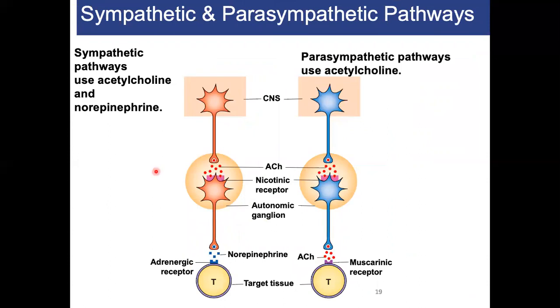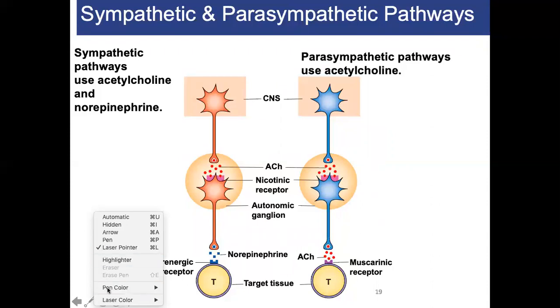Okay, here's comparing and contrasting them. On the left side of your screen, the red nerves are the sympathetic pathway, and on the right side of your screen is the parasympathetic pathway. So take a look at the first nerve to the second nerve. How do they communicate? They communicate using acetylcholine. And acetylcholine is right here.